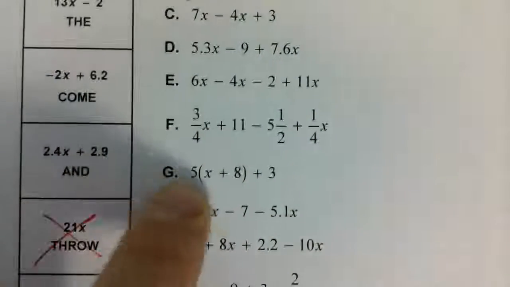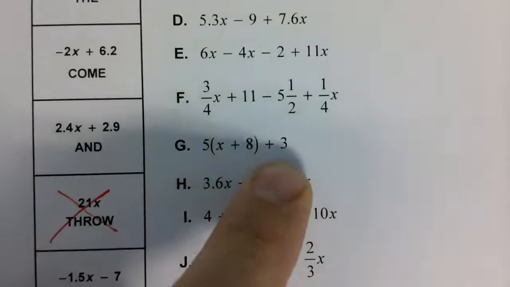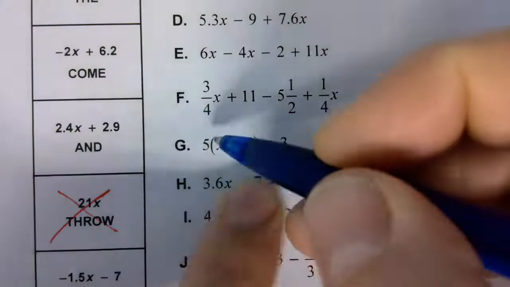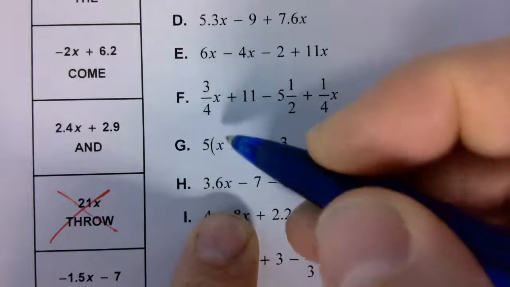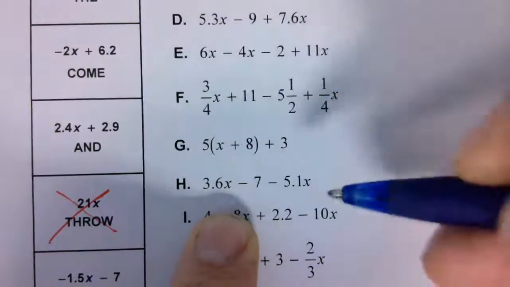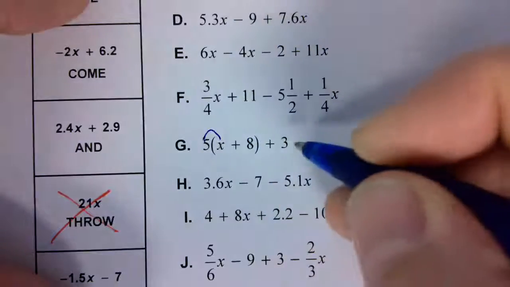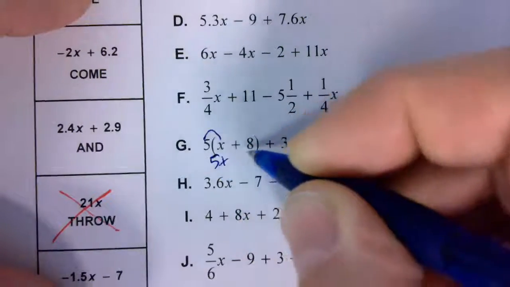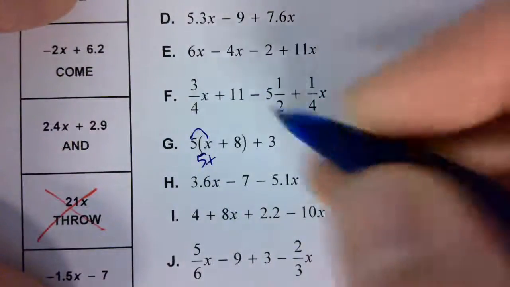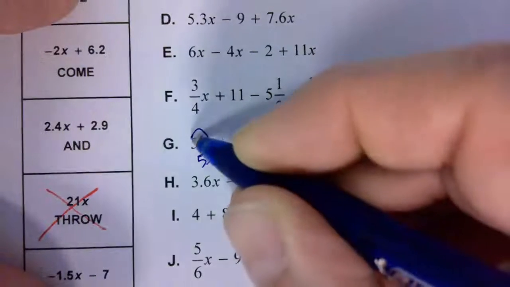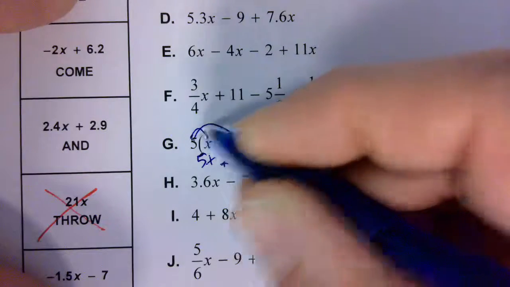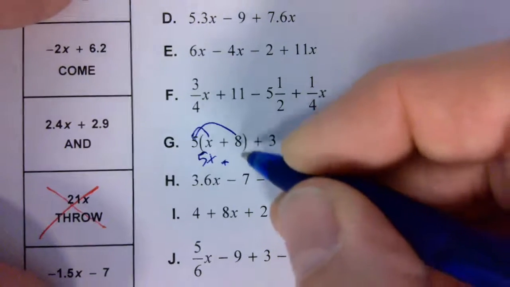Jumping down to letter G. If there's any subtraction, switch it. If not, here's this 5. We need to distribute that. So when I say show the work, I need you to show me this loop. And then you can rewrite it down here as 5x, or you could write it over here if you'd like. But don't put down plus 8. Got to share and play nice. Draw that loop here and distribute the 5 to the 8.